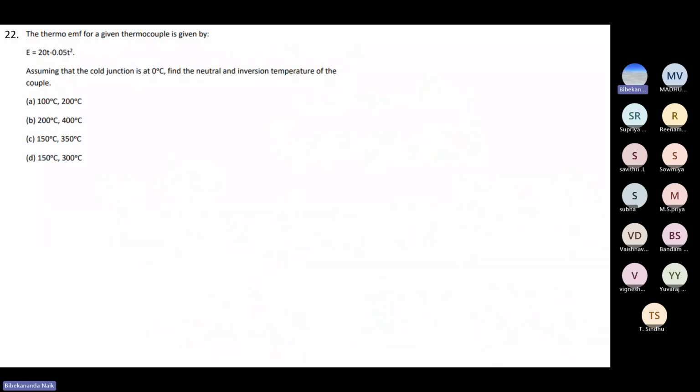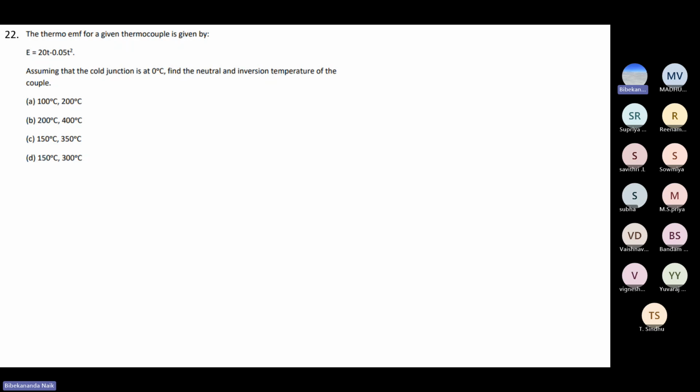Then next question. The question says the thermo EMF for a given thermocouple is given by E equals 20T minus 0.05 T square. Assuming that the cold junction is at 0 degrees Celsius, find the neutral and inversion temperature of the thermocouple. So first we need to know what the neutral and the inversion temperature are.